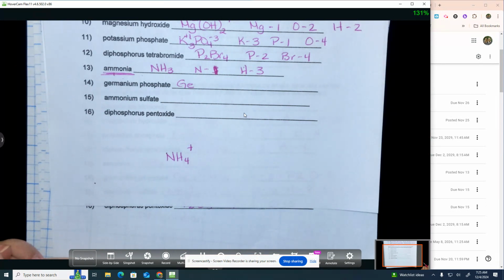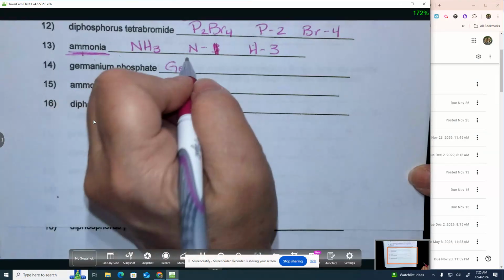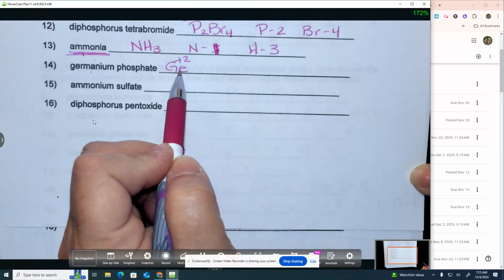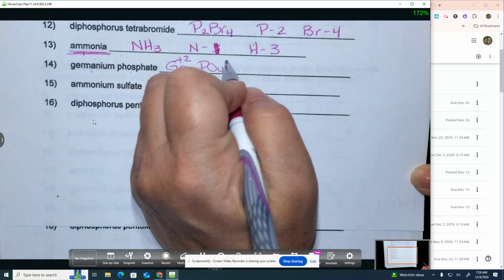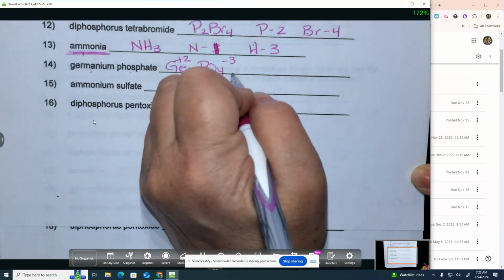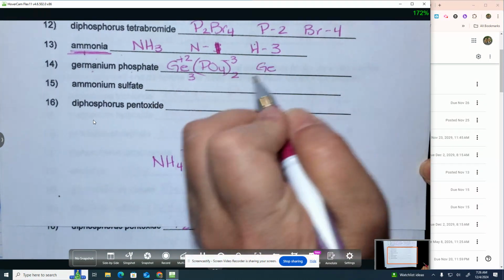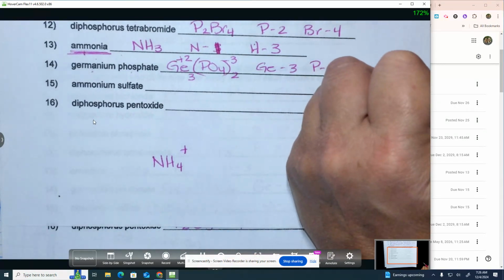GE has a charge of +2. Okay, so hold on a second. Let's take one step at a time. So germanium is a +2. Phosphate is PO4 with a -3, right? Cross them down. 3, 2. Put that in parentheses. Now we can write how many we have of each. We have 3 germaniums, 2 phosphorus, and 8 oxygen.